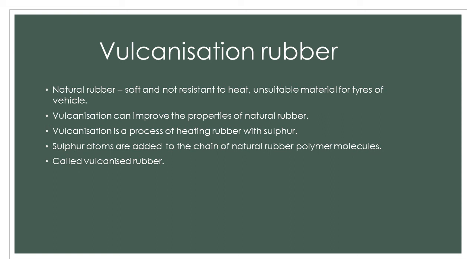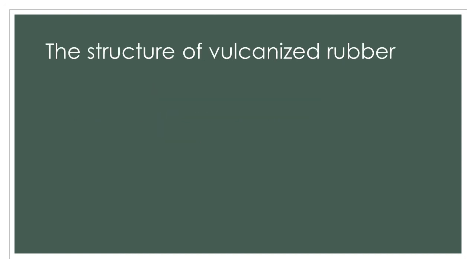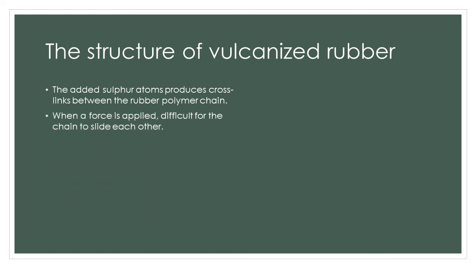So what is the process? Vulcanization. Okay, but what is the name of rubber after added sulfur? The name is vulcanized rubber. Okay. So now we look at the net structure of the vulcanized rubber. What makes the rubber more resistant to the heat? The added sulfur atoms produce cross-links between the rubber polymer chains. When the force is applied, it is difficult for the chains to slide past each other.